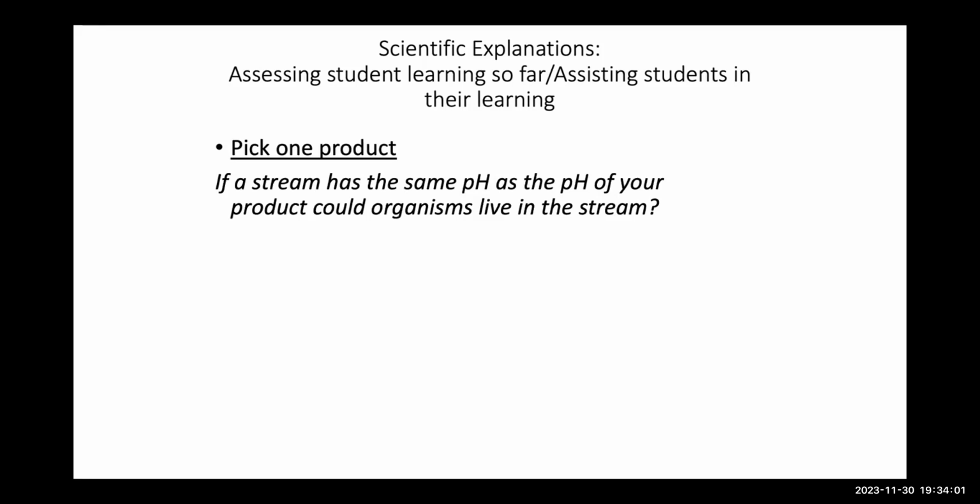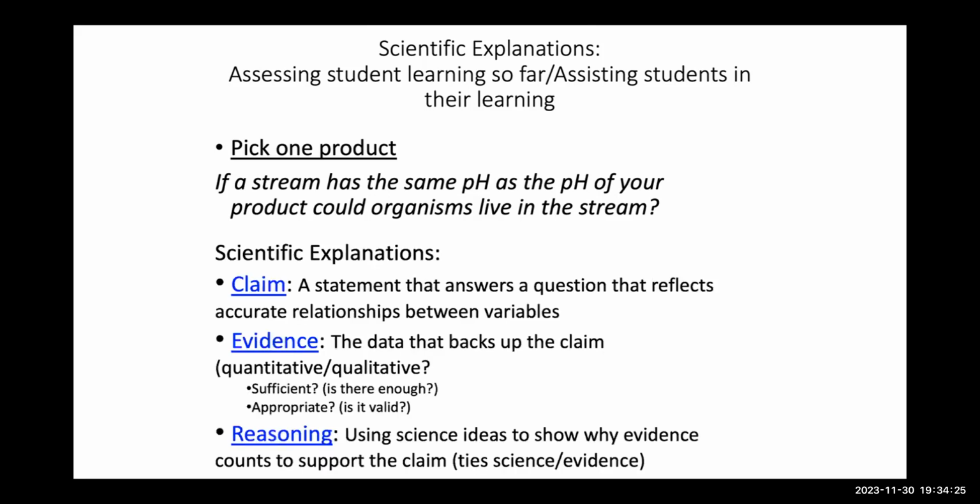So I introduce the explanation framework. Actually, in our school, our 6th grade teachers introduce claim, evidence, and reasoning. They focus a lot on claim and evidence and a little on reasoning. In 7th grade, we pick up with the same format, and we also focus on helping them understand what reasoning is. I have them pick a product. I want them to make a statement that answers this question and reflects accurate relationships between variables. I want them to use data that helps back up that claim. That can be their evidence. And then reasoning: I'm going to have them tie in science ideas to show why that evidence supports the claim. So this is one option for teachers.